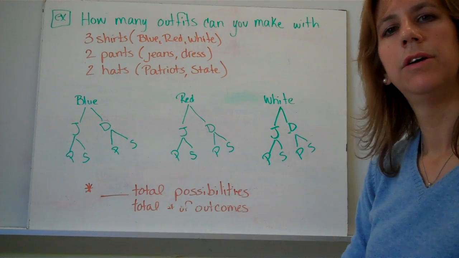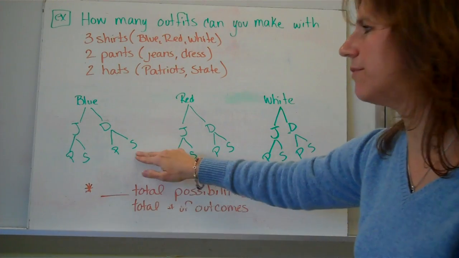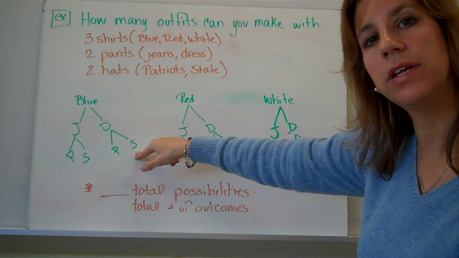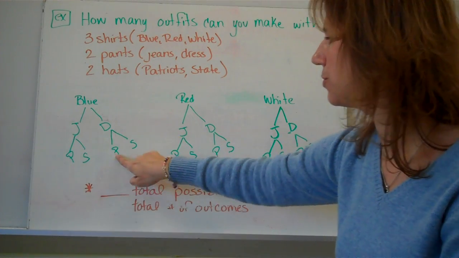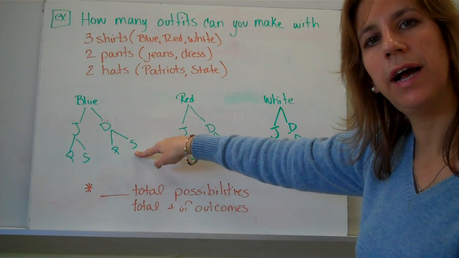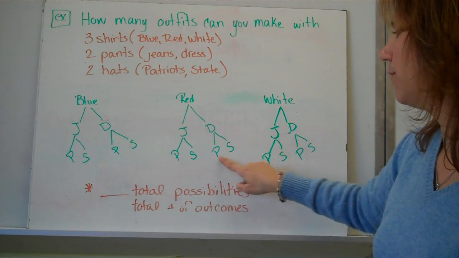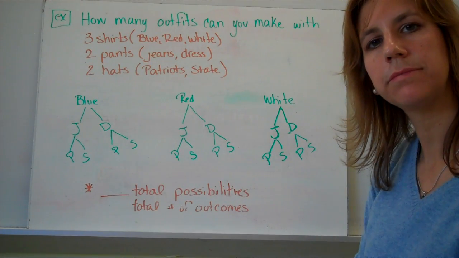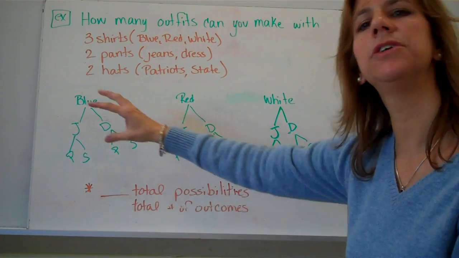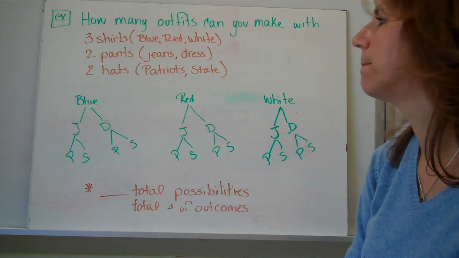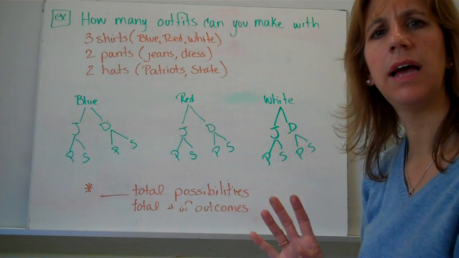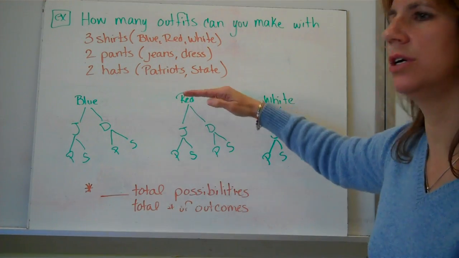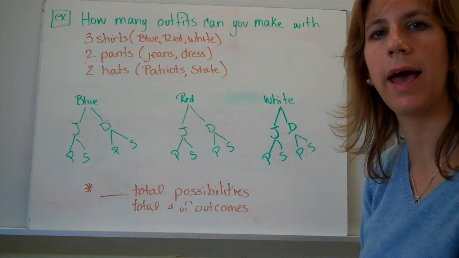All right. Notice we have 4 different outfits we can make using the blue shirt. Do you see how I'm counting the bottom branches? 1, 2, 3, 4. 4 different outfits using the blue shirt, 4 outfits using the red shirt, and 4 outfits using the white shirt. If you count the bottom, that tells you how many for that entire tree. Now, are all of these outfits different? Sure. I'm wearing 1 shirt, 1 pair of pants, and 1 hat.